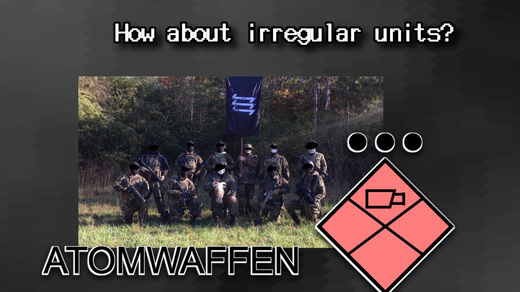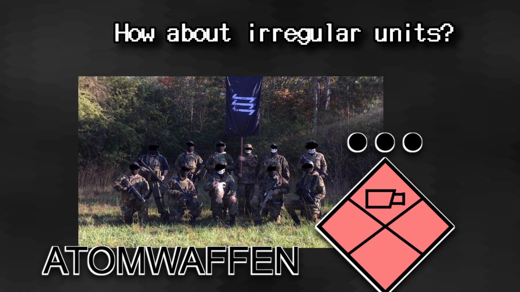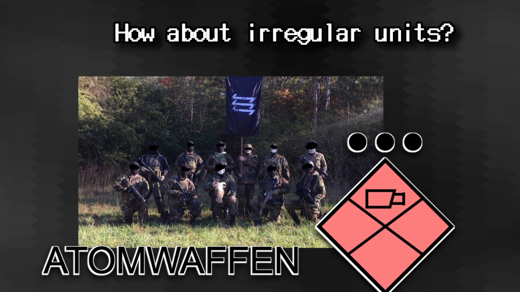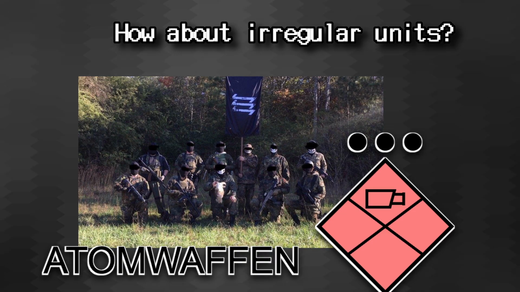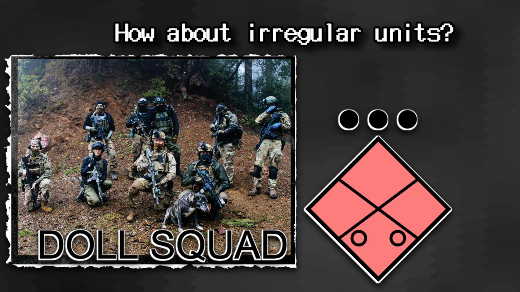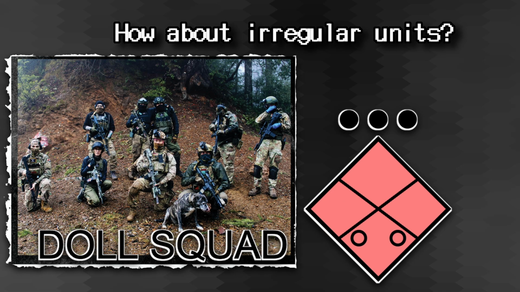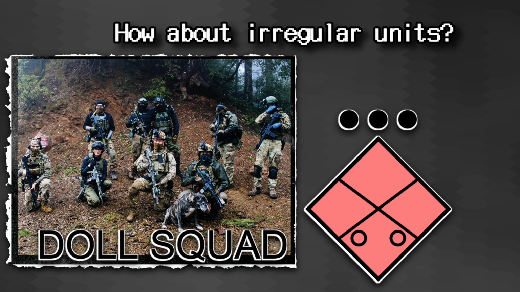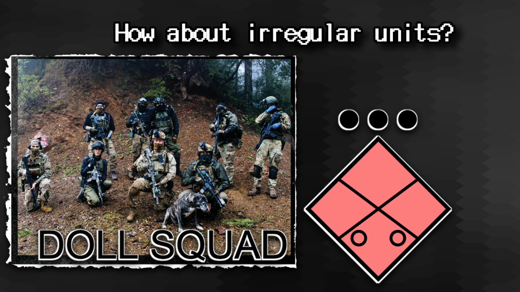Here we have a hostile infantry platoon with combat camera capabilities, designated as Atomwaffen. With this, what can we describe? It's an Atomwaffen cell, the size of a platoon, that is filming for propaganda uses. Let's take a look at another example. Here we have a hostile infantry platoon, with limited off-road mobility. The unit designation is assigned Doll Squad.